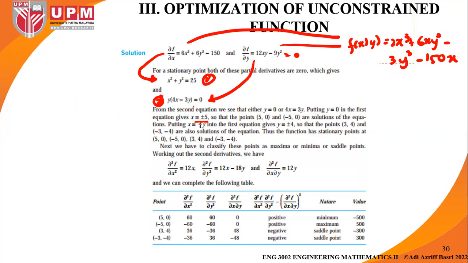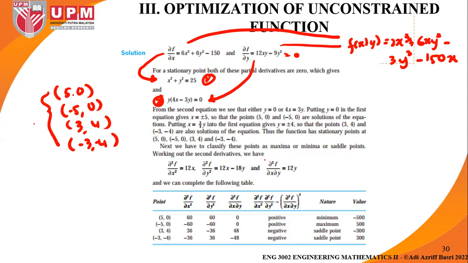Then for the second point, we know that x equals 3 over 4 y. When we put that into the first equation, we will get y equal to plus or minus 4. So the third point will be 3, 4 and the fourth point will be negative 3, negative 4. So we have 4 points here: 5, 0; negative 5, 0; 3, 4; and then negative 3, negative 4, sorry.